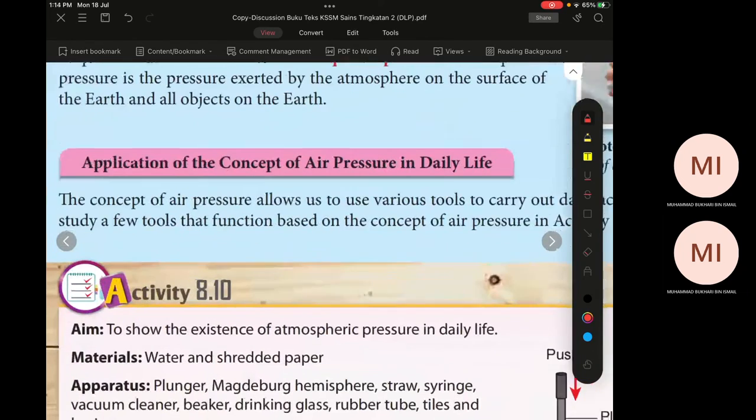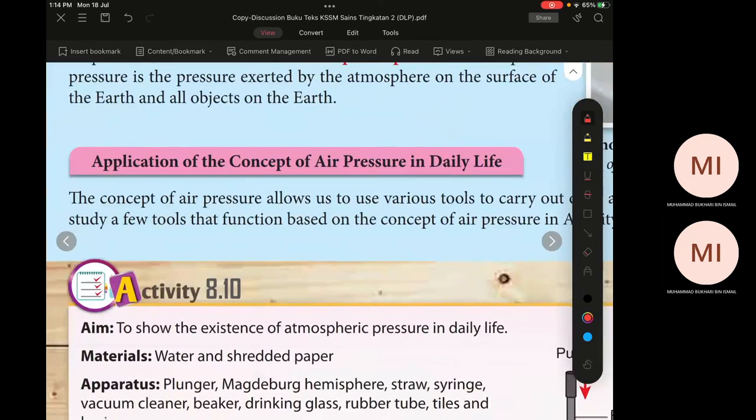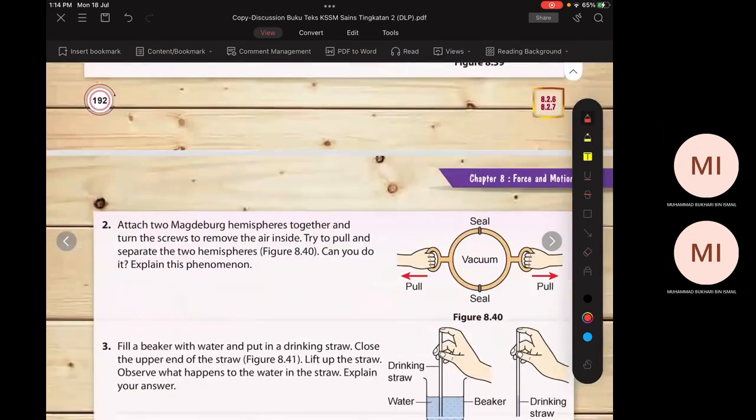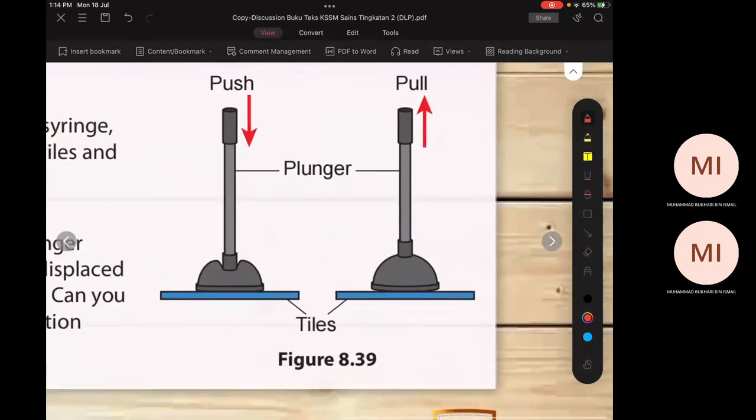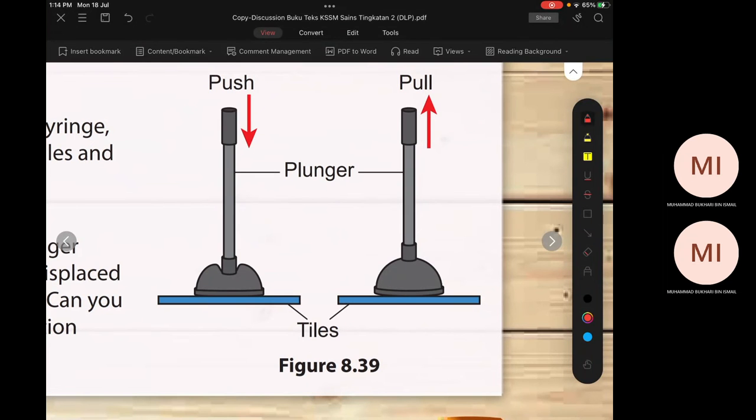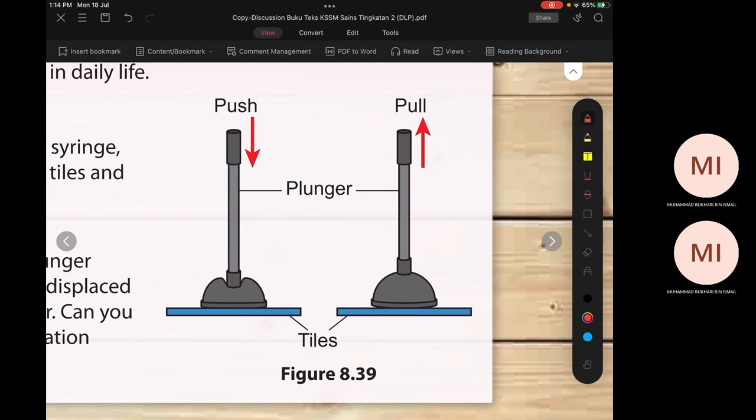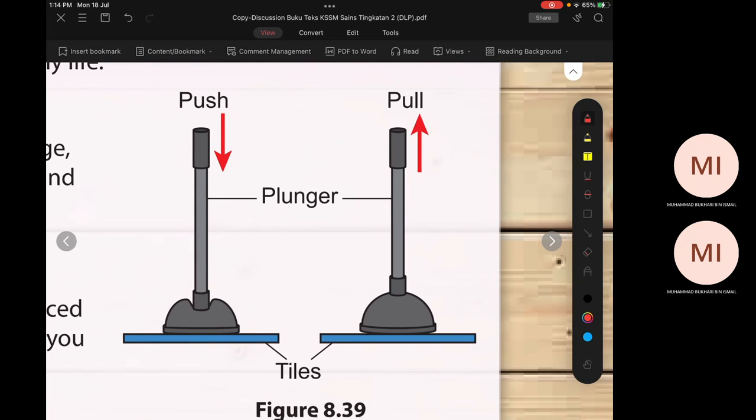Now, let us look at applications. Application of the concept of air pressure in daily life. Okay. Now, everybody, watch this. Plunger. Did you ever use it before? So how many of you have never used it before? Raise your hand.